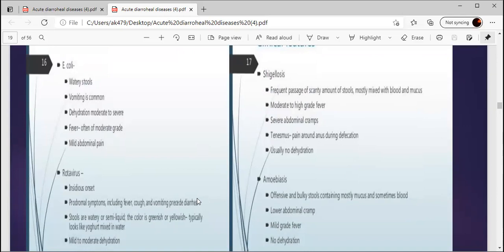Because of rotavirus, the onset is insidious. Prodromal symptoms include fever, cough, vomiting that precedes diarrhea. Stools are watery, semi-liquid, color is greenish yellow, typically looks like yogurt mixed in water.